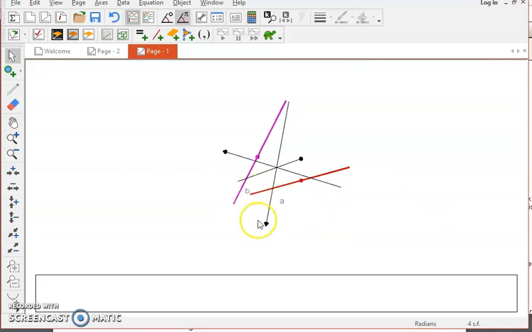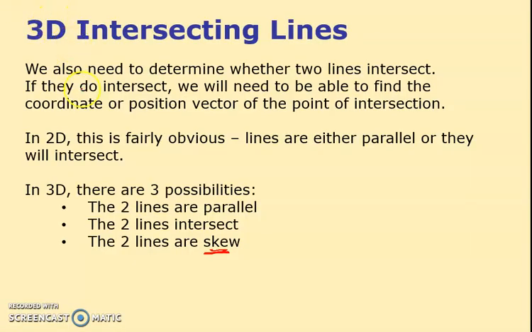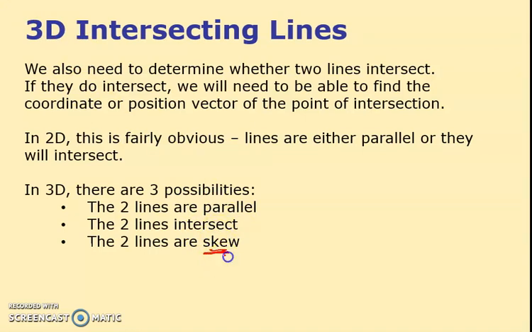Now, these would be an example of 2 skew lines. So that's what skew means. So we need to understand what is meant by these 3 words. Parallel, they go the same way. Intersect, they cross. Skew, they miss.